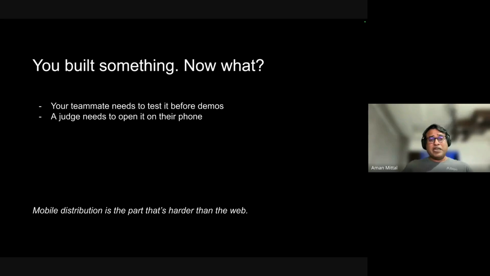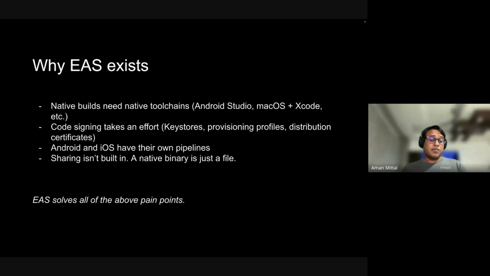Now let's say you have built something for this hackathon, and you want to distribute it to your teammate, or to the judge of this hackathon. And this is where the hard thing starts occurring. Mobile distribution is still the harder thing. It's harder than distributing a web app. And this is where EAS comes from.